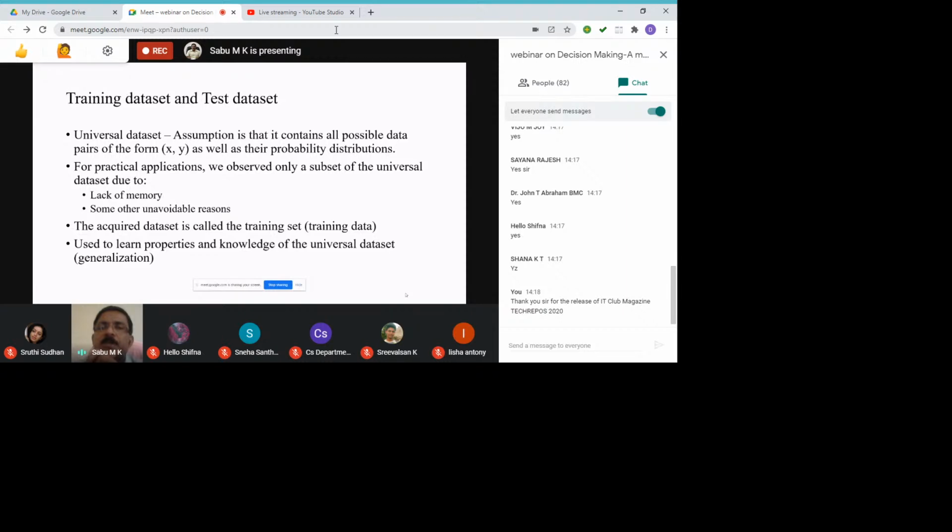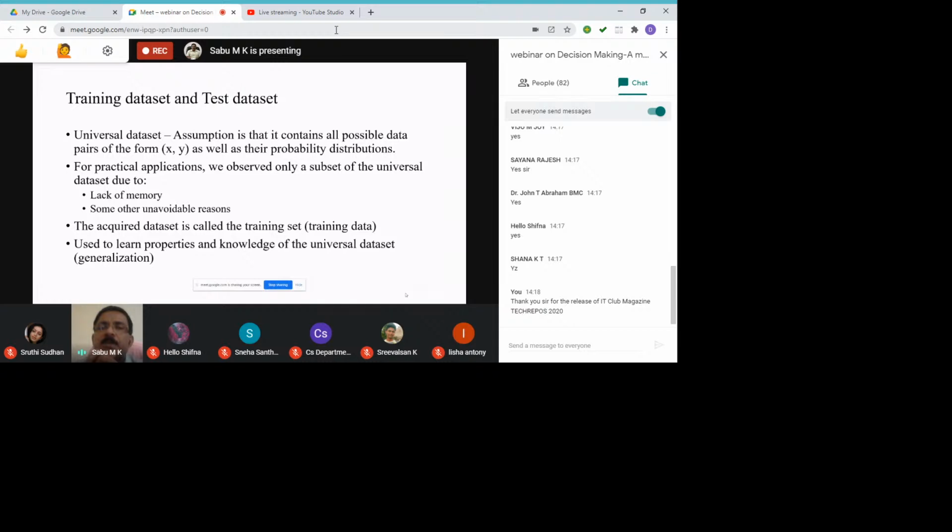And that concept is known as sampling. That means with the help of a sampling technique, we can select various instances from the universal data set to construct the training data set. And in machine learning, the properties learned from the training data set explain the training set, and are also used to predict unseen samples. That is known as generalization.